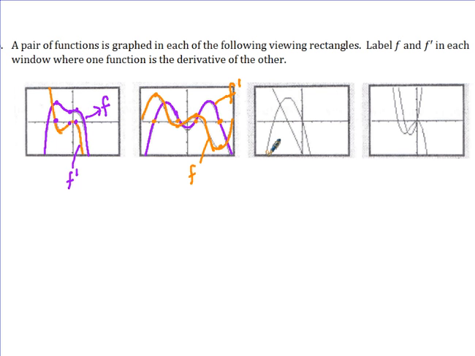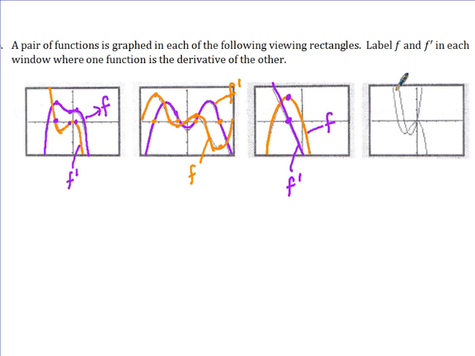Finally, in the next graph, we have a parabola and a line, and hopefully we know by now that the derivative of a parabola should be linear, but we can double check with the max mins and zeros. I have a maximum on my parabola at this point, which corresponds to a 0 on the line. This is in fact the function, and the line is f prime.